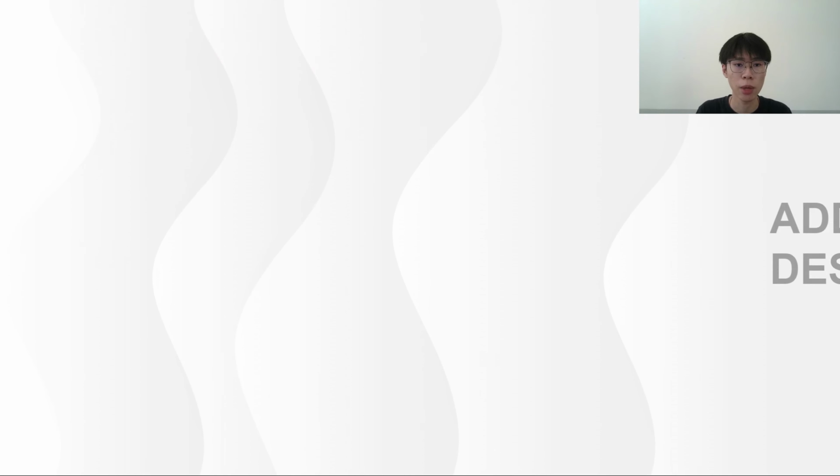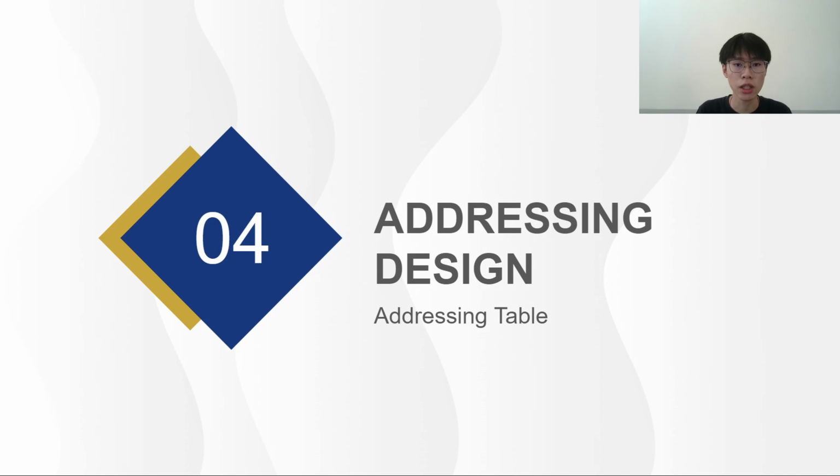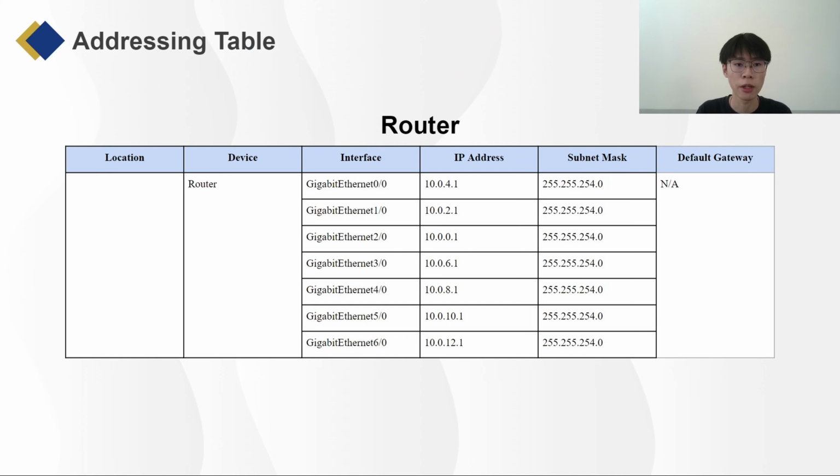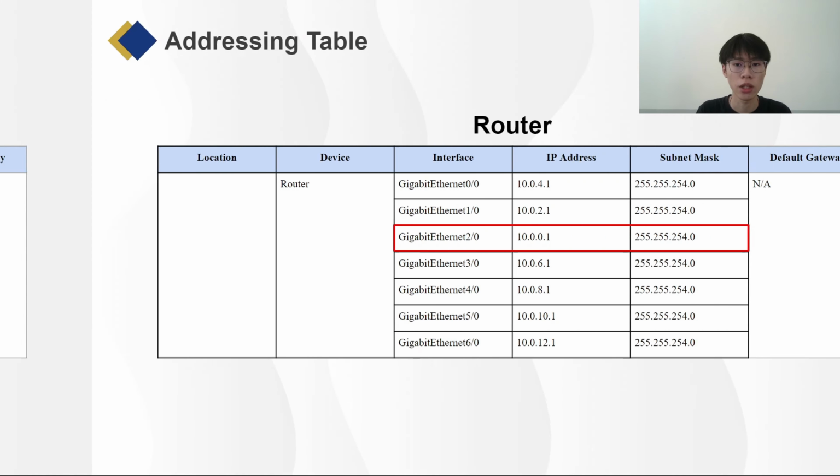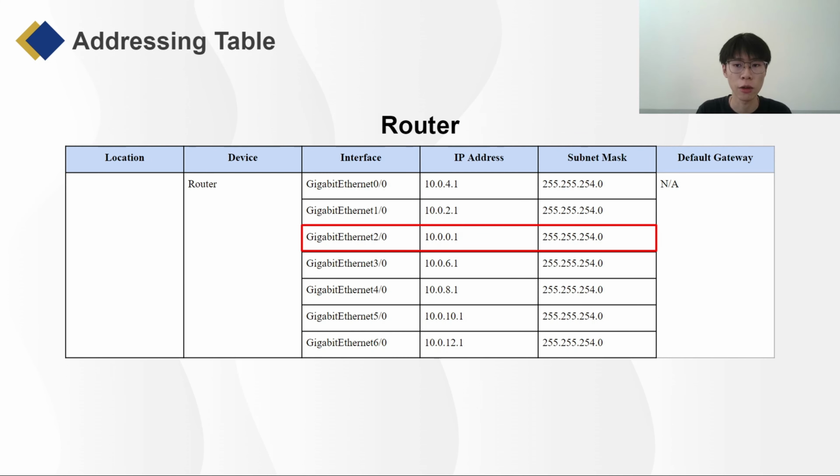Now, I will talk about the addressing tables. After creation of the subnets, we assign the IP address to each of the devices. Let's start with the router. It has static interfaces and no default gateway. For the GigabitEthernet 0/0 interface, the IP address we assign to it is 10.0.0.1 with the subnet mask 255.255.254.0. We do the same process for the other interfaces of all devices.